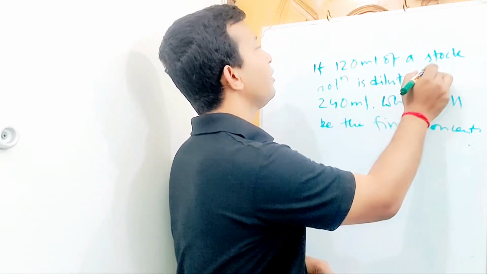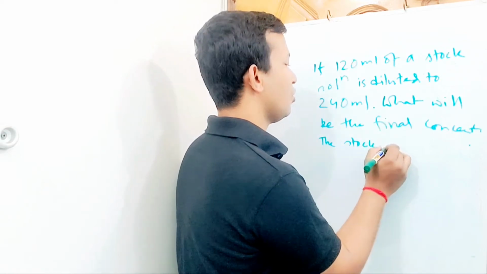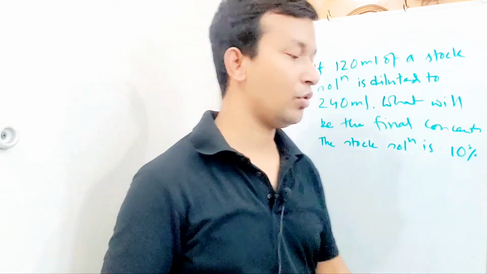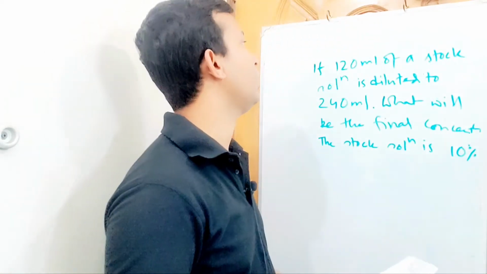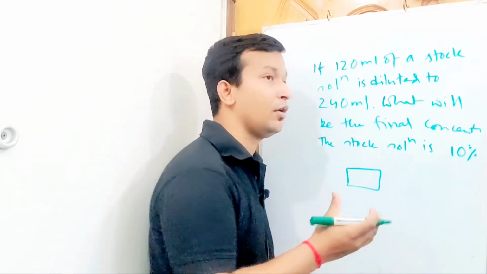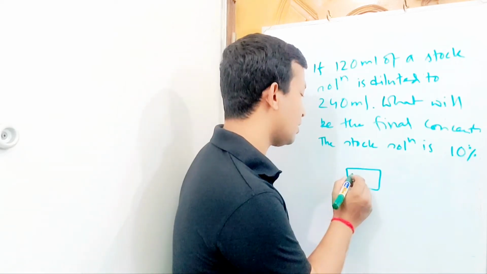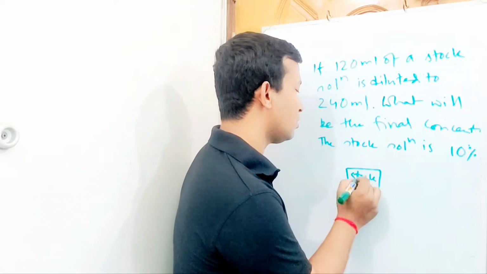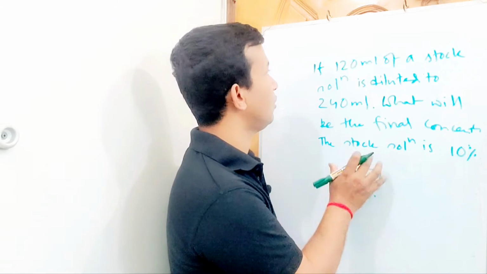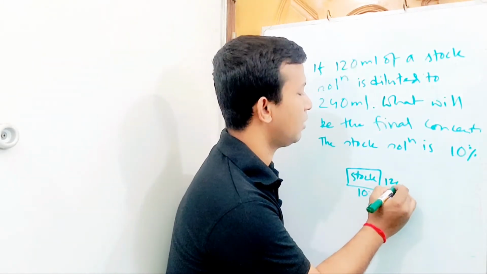Now it is also given the stock solution is 10%. So now just have a look. We have a couple of pieces of information given here, like there is a stock solution. This is kind of a previously prepared solution. You can call it a standard stock solution. This is 10%. It is already given 10% stock solution. The total volume is here, it is having 120.